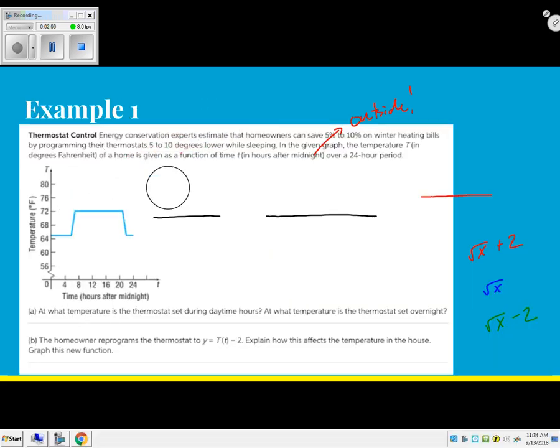Thermostat control. I know growing up I wasn't ever able to touch the thermostat in my house, and so I still don't mess with it just a whole lot. We kind of just leave it at a normal temperature.